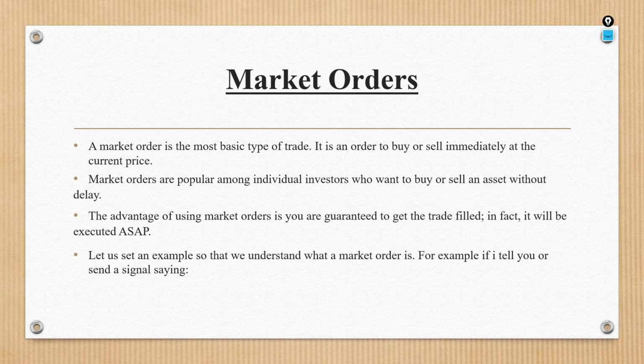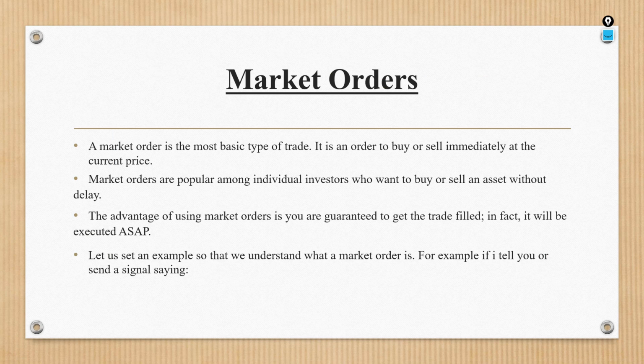So, the market orders. A market order is the most basic type of trade. It is an order to buy or sell immediately at the current price. Market orders are popular among individual investors who want to buy or sell an asset without delay. The advantage of using a market order is that you are guaranteed to get the trade filled. In fact, it will be executed instantly.